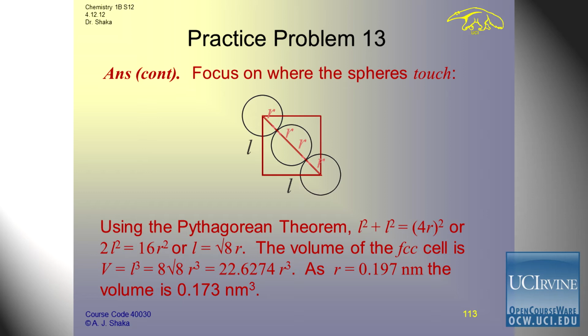I'm careful, I square that, I get 2L squared is 16R squared, or L is the square root of 8R. Now I have L. The volume of the face-centered cubic cell is L cubed, obviously, since it's a cube. And that's 8 root 8, and that's 22.6274 roundabout. And then, as we know what the radius of the atom is, the volume turns out to be 0.173 cubic nanometers. That's the volume of the unit cell.